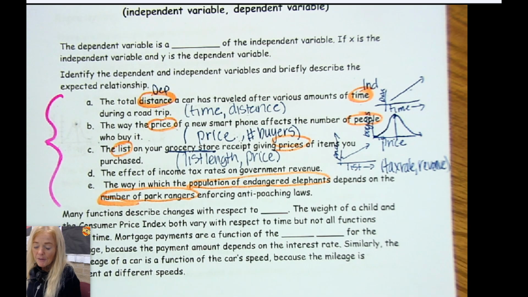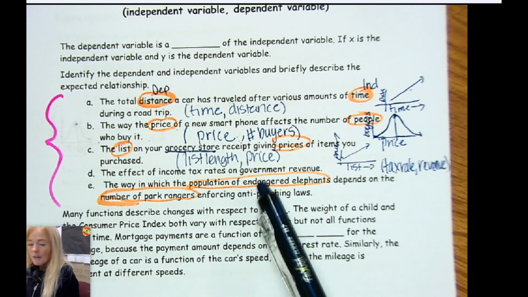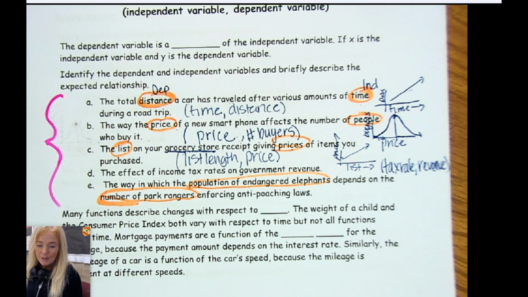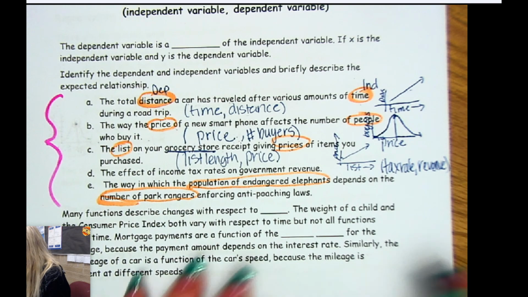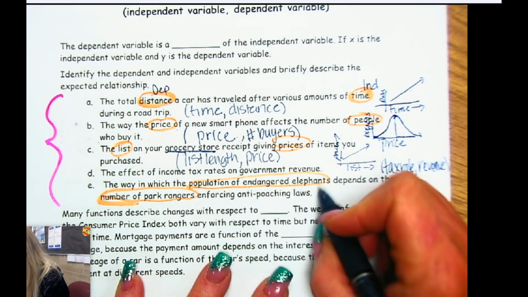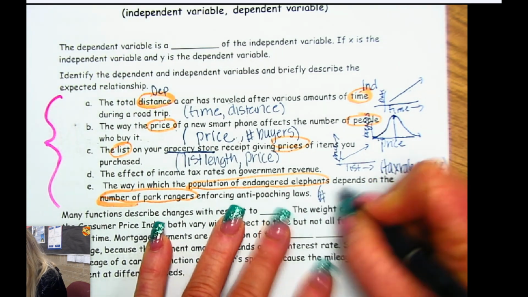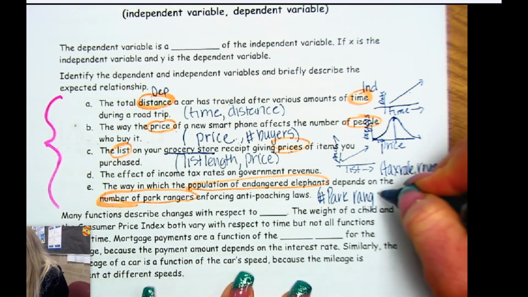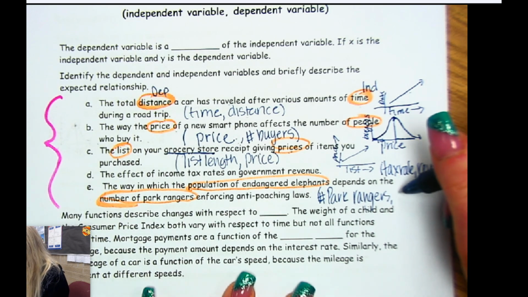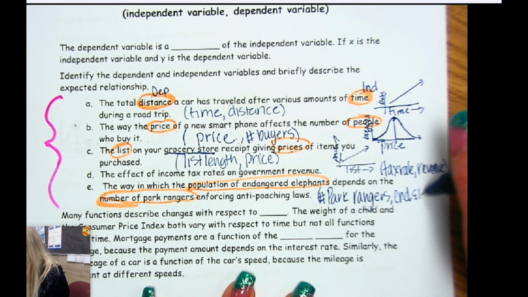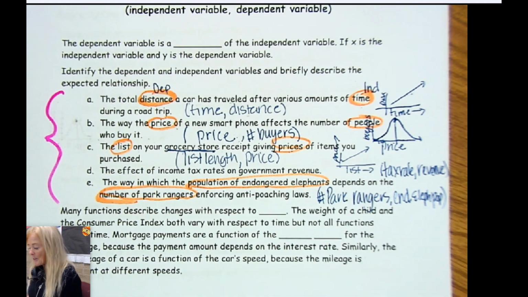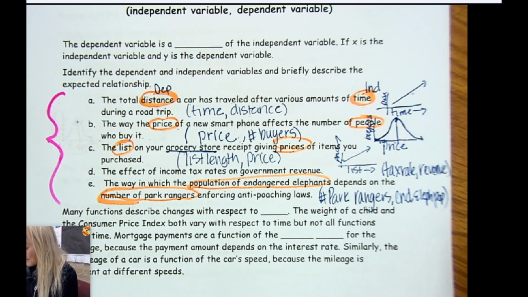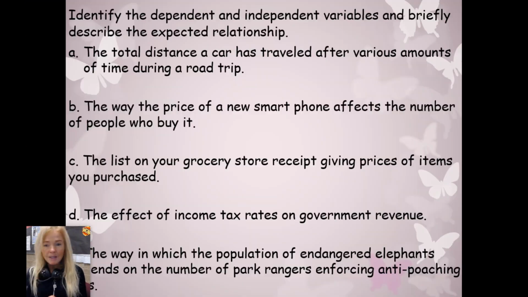The more park rangers you have out there enforcing the rules, the higher the population of endangered elephants will be. There won't be as many poachers out there. So because of that, our independent value is number of park rangers, and then the endangered elephant population is going to be our dependent variable. All right. Okay, so with that, let me go back to my video here.